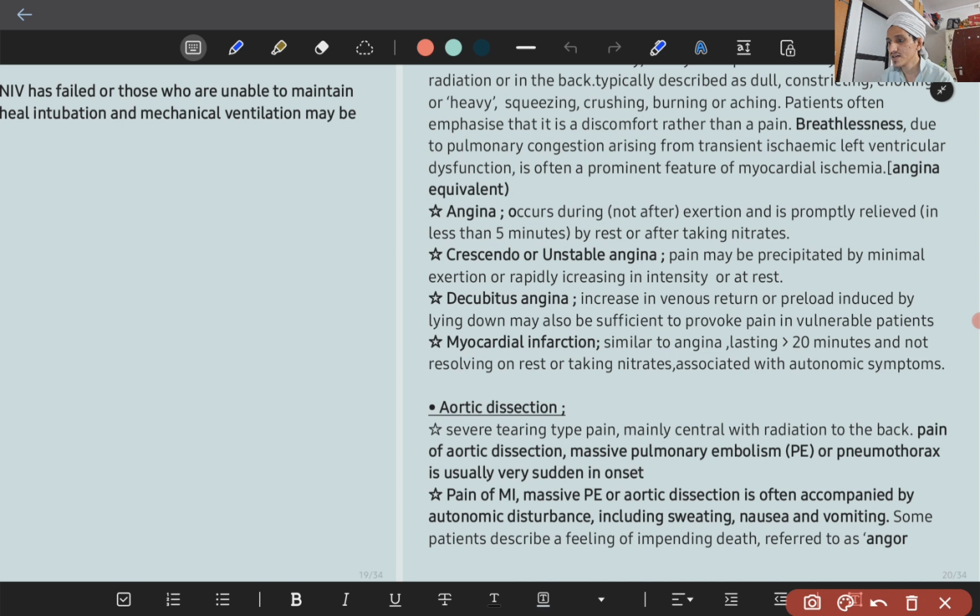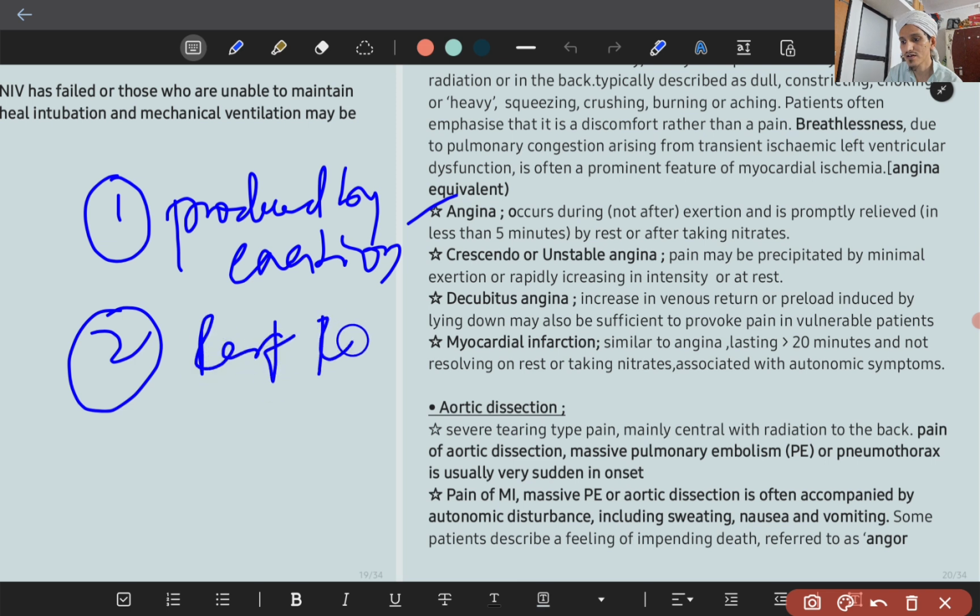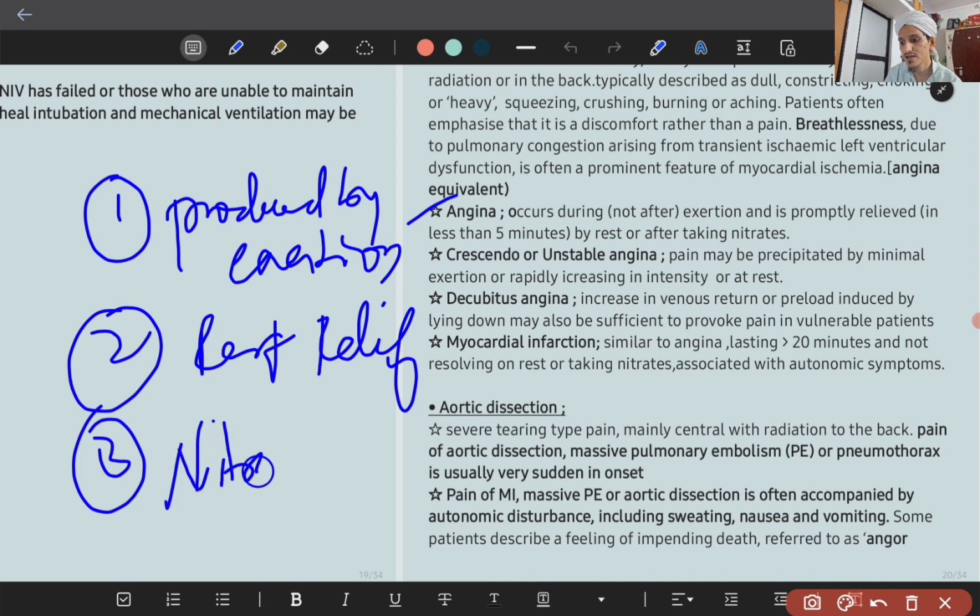What is angina? Angina is nothing but the similar pain which is described in myocardial ischemia. It occurs during, not after, exertion, and is promptly relieved in less than 5 minutes by rest or after taking nitrates. So angina means three features. Number one, it is produced by exertion, during exertion. Number two, relieved by rest, or number three, relieved by nitrates.